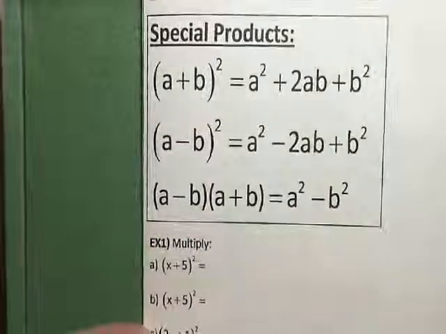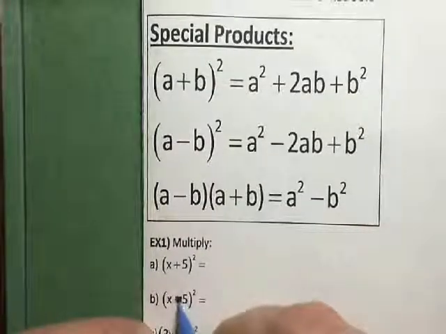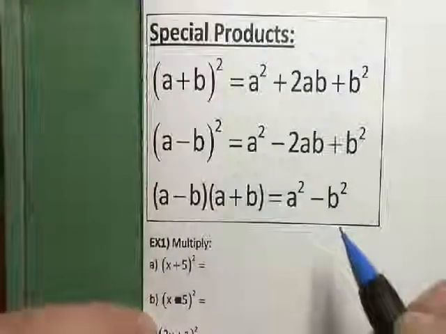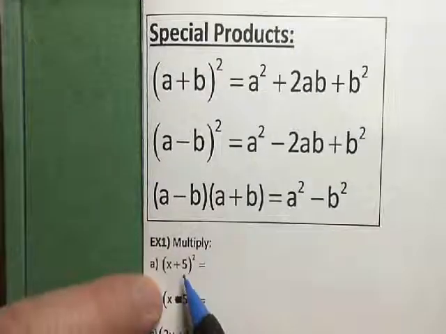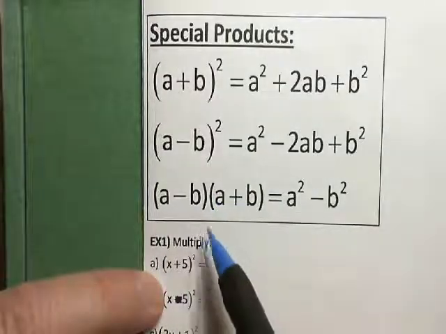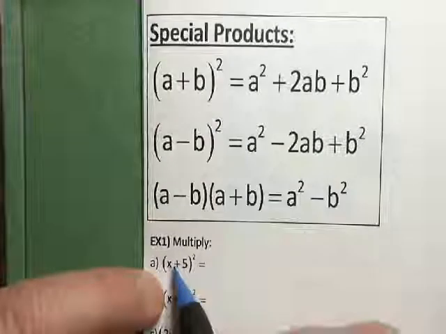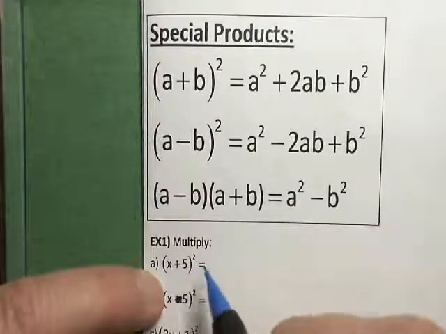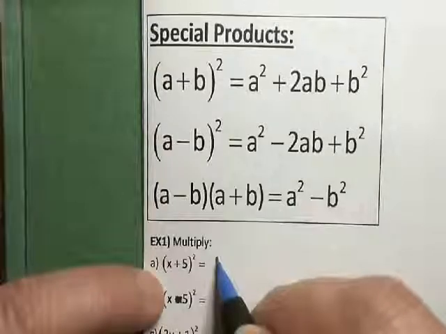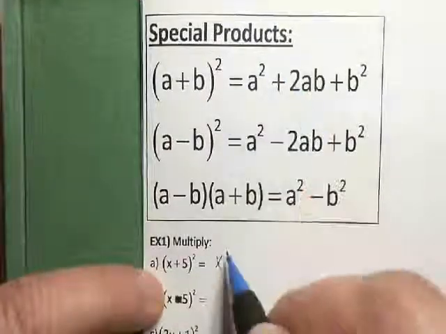Okay, there's a minor correction here. Letter B is supposed to be a negative, not a plus. So let's change that. Alright, very well. So if you look at this problem, letter A, which formula would apply for letter A? Well, if you notice, it falls into formula number 1. So basically, I would take the first term. The first term here is x. And according to this, I take the first term and I square it.